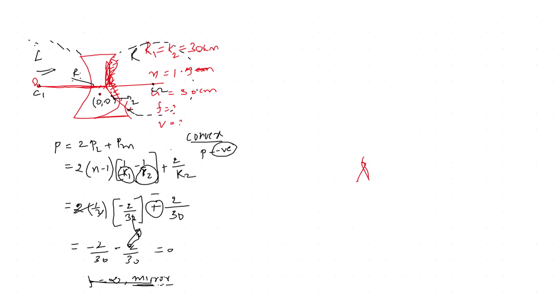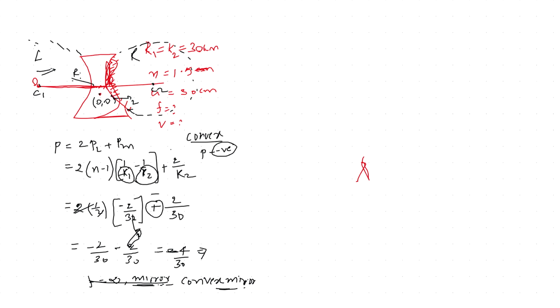So now this is minus 4 by 30. So that is equal to, power is again negative. Therefore it behaves like a convex mirror. So sorry for the mistake. So finally this is correct.